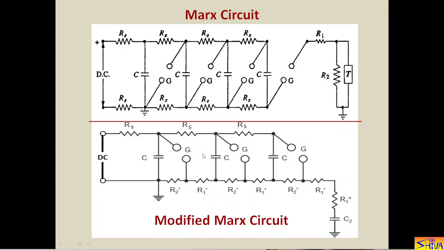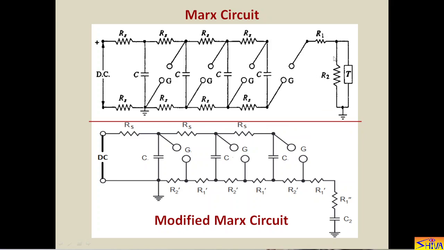The next component is the wave shaping network. This wave shaping network consists of resistors R1, R2, and capacitors C, because when these capacitors are discharged in series, they also become part of the circuit. So the components of the wave shaping network are R1, R2, this C operating in series, and then the capacitance of the test object, which we normally denote by C2. So this is the Marx circuit.